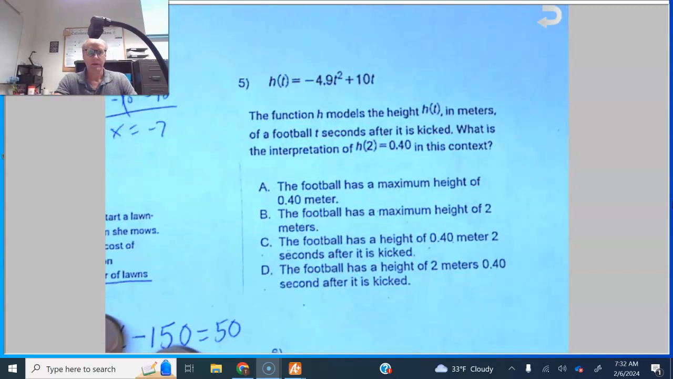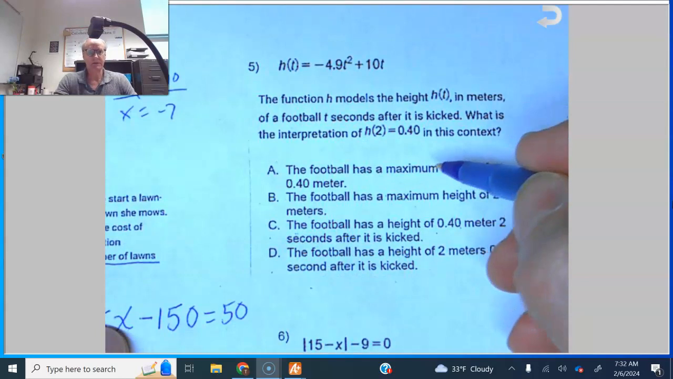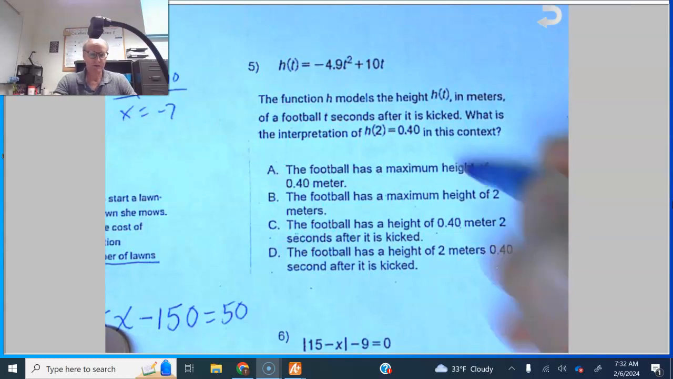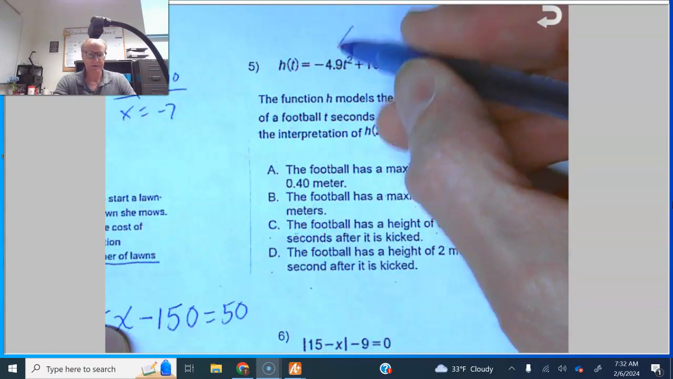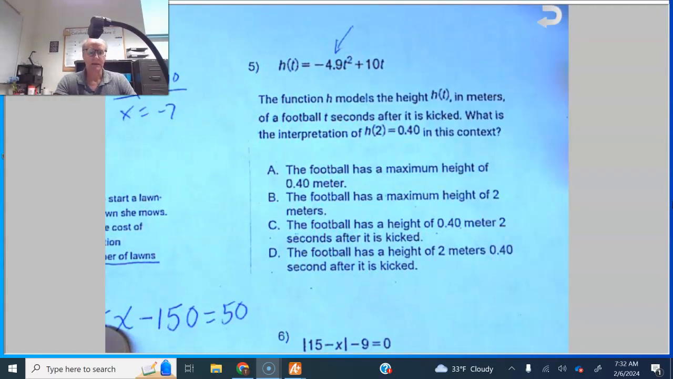Number 5, this is a function, and it says this function models the height of a football t seconds after it's kicked. This is actually in meters per second squared. This is the effect of gravity on the football. And the 10 is the effect of the kick upward.